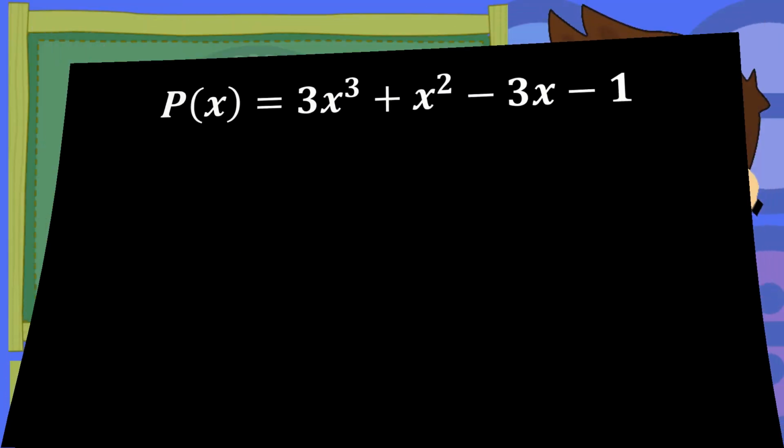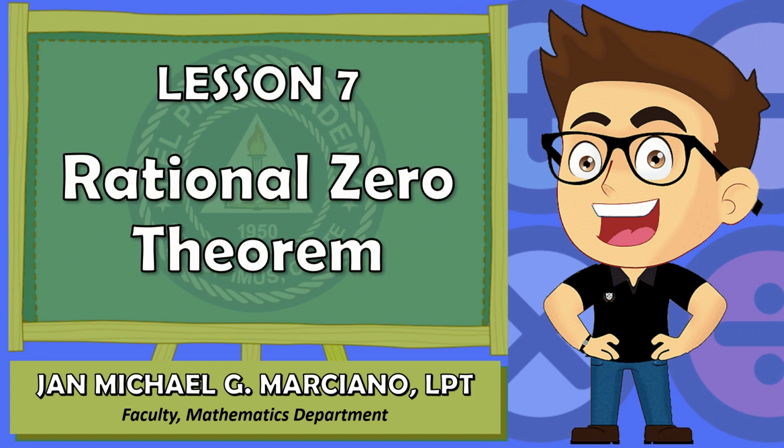Maliwanag po, grade 10. Okay po, so that is lesson number 7. That is the rational zero theorem.